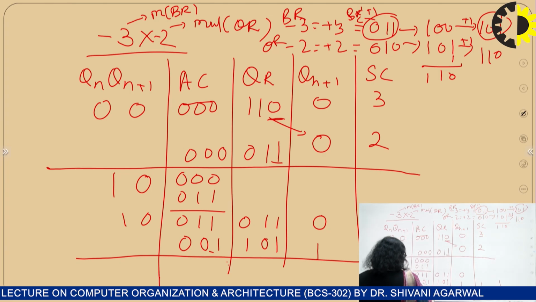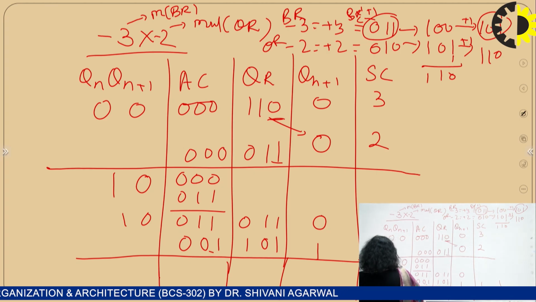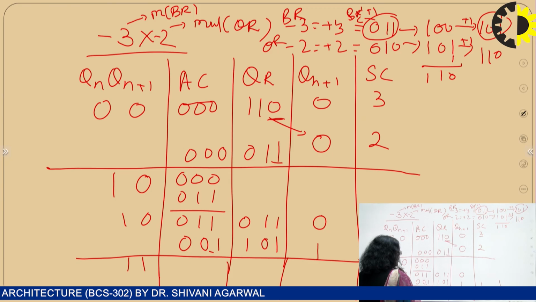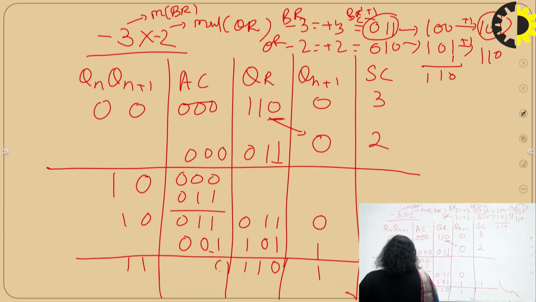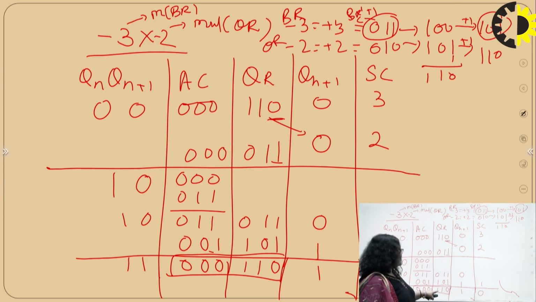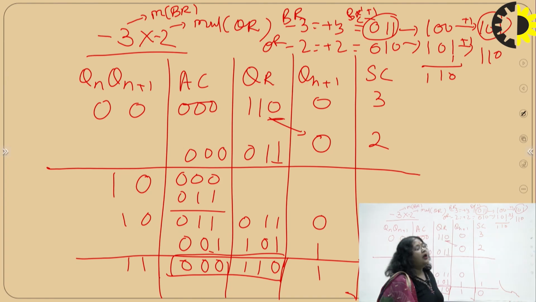Now, the last step for this is that the Qn value is 1 and Qn plus 1 is 1, so 1 1. So we have to do the arithmetic shift right. So it is 1 here, it is 0 1 1 0 0 0, and the sequence counter is minus 1. So what happened is that this is the resultant, and this is the resultant of 6. So we have to do the operations like this, -3 multiplied by -2 by using the Booth algorithm.